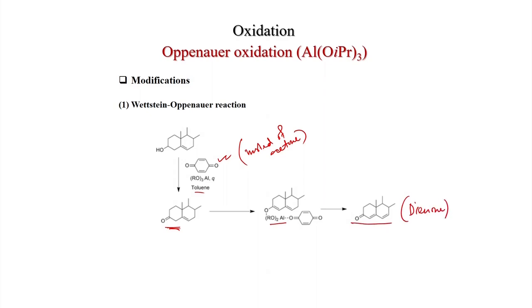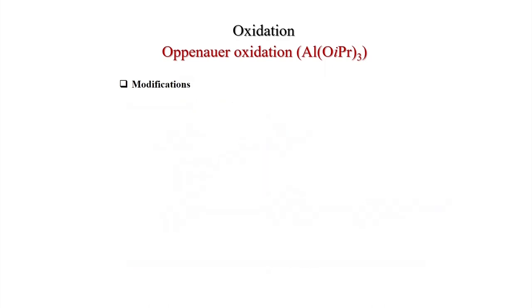So, what happens? Ketone is becoming enolate and that enolate is binding with the aluminum and again it is getting oxidized. The hydrogen is moving and ultimately you get an oxidation. So, ultimately you get dienone with a double bond, new double bond generation. Hydroxysterols are oxidized to ketosterols with benzoquinone as the hydrogen acceptor.